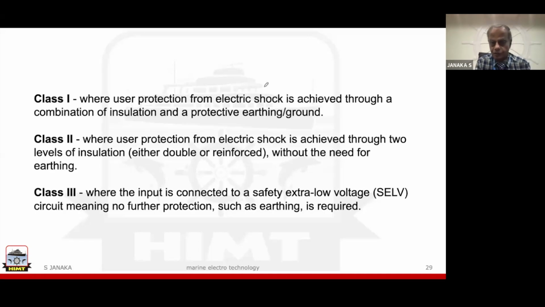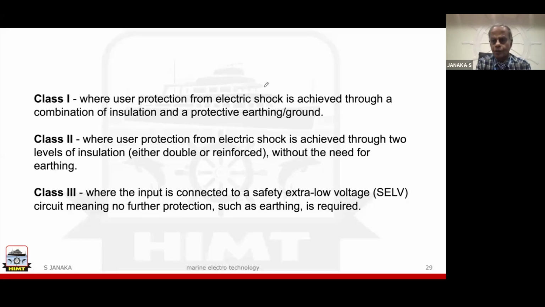Class 1: the electric shock is protected against by the combination of insulation and a protective earthing ground. They call it class 1 user protection. Class 2 user protection is two levels of insulation, either double or reinforced insulation, without the need for earthing. That means my insulation level is quite high.